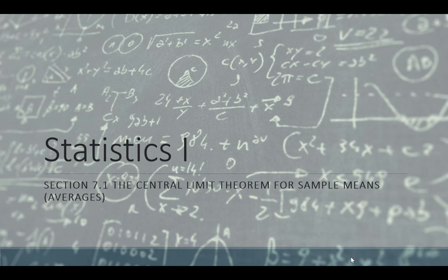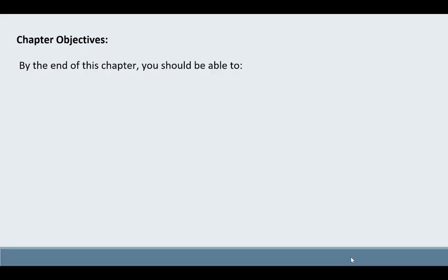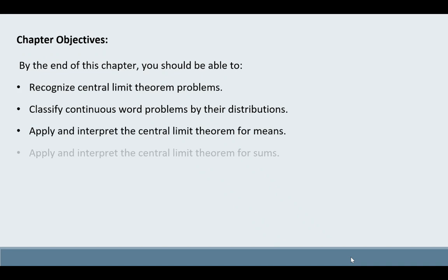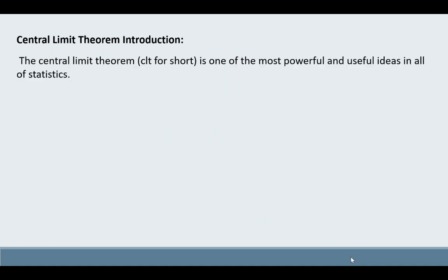This is going to be on section 7.1, the central limit theorem for sample means. By the end of this chapter, you should be able to recognize central limit theorem problems, classify continuous word problems by their distributions, apply and interpret the central limit theorem for means, and apply and interpret the central limit theorem for sums.